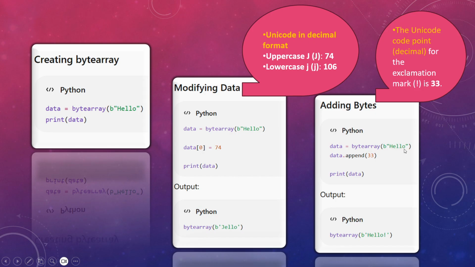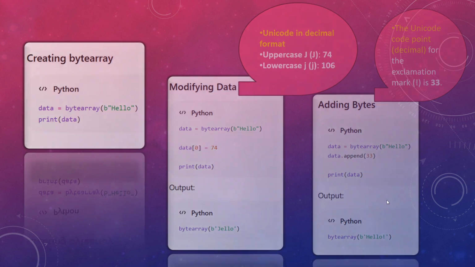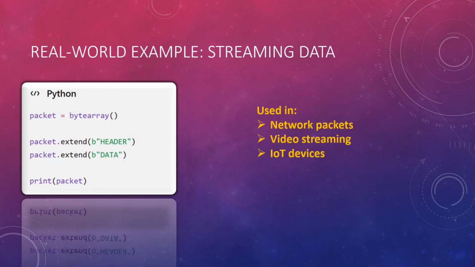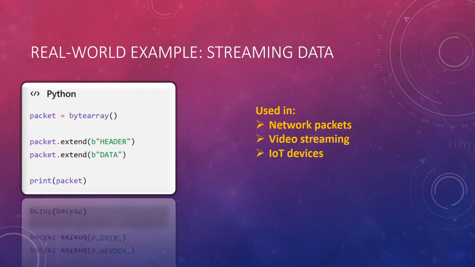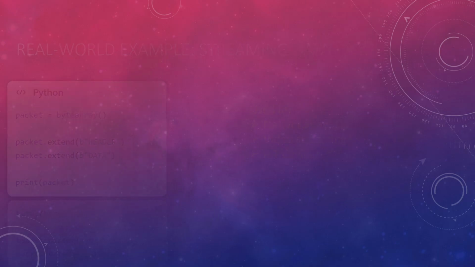Then adding bytes. If I want to add an exclamation mark to hello, I will do data.append, and the exclamation mark's Unicode value is 33. So I will write 33, and while printing the byte array, it will give me the exclamation mark, okay? So where are byte arrays used? They are used in networking packets, video streaming, IoT devices, everywhere you need to edit or update byte data. Okay.